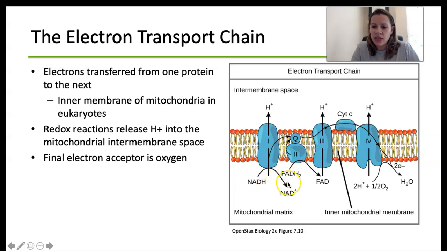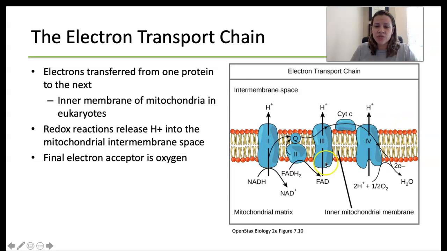So they lose their electrons. Those electrons get transferred onto the proteins, and then onto several other proteins along the way. All along the way, as they are reducing these proteins, the proteins undergo a conformational change. That means they change their shape, and hydrogen ions get pumped across the membrane into the intermembrane space. That's the space between the outer membrane and the inner membrane of the mitochondria.